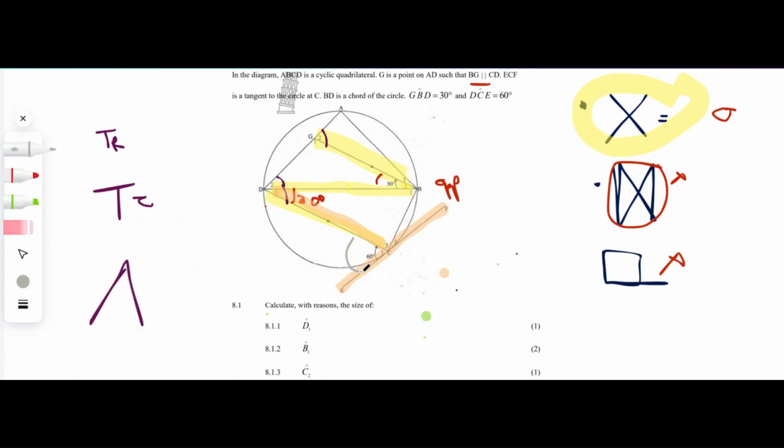Okay, so C1 will then be equal to the angle that the chord subtends. Now, what does it mean to subtend? Now, this is very easy to remember. So I want you to think of a line. By the way, think of a line.